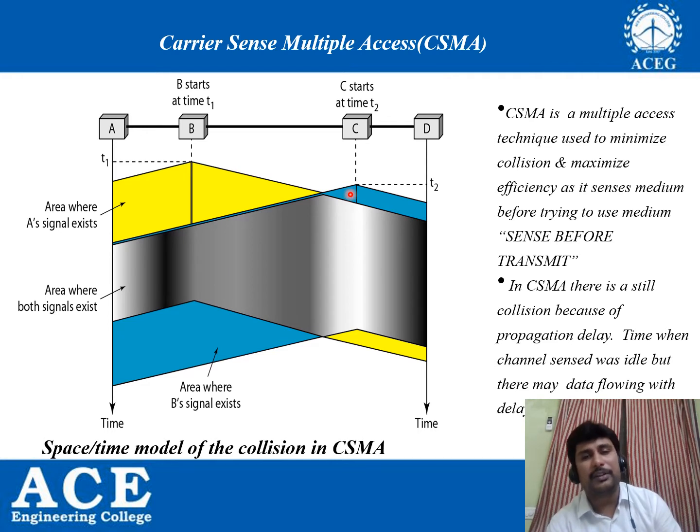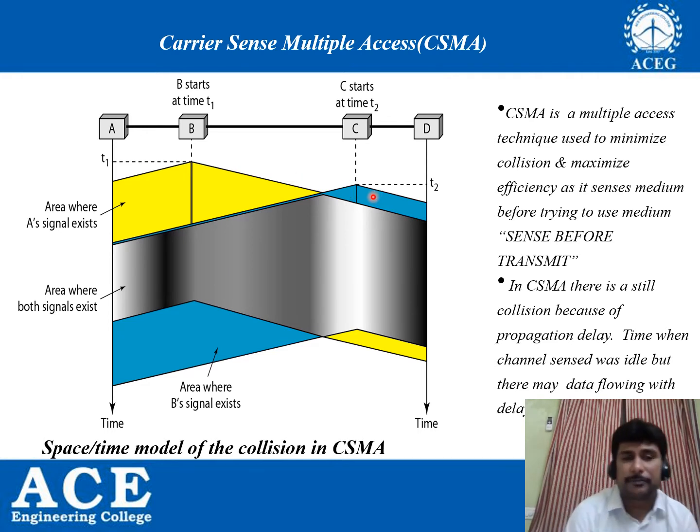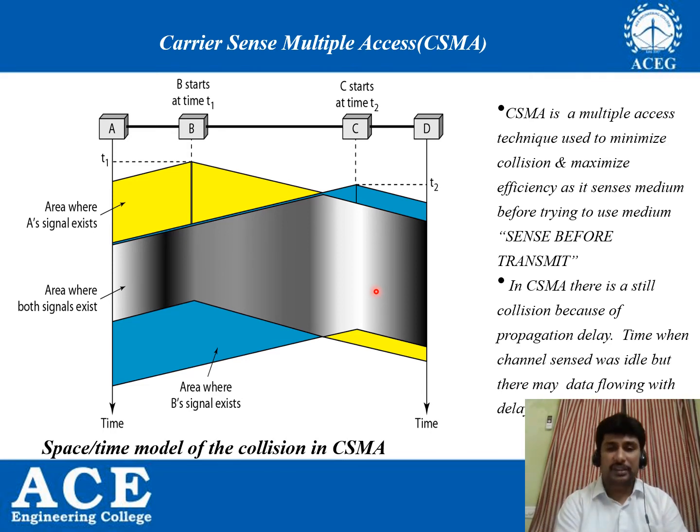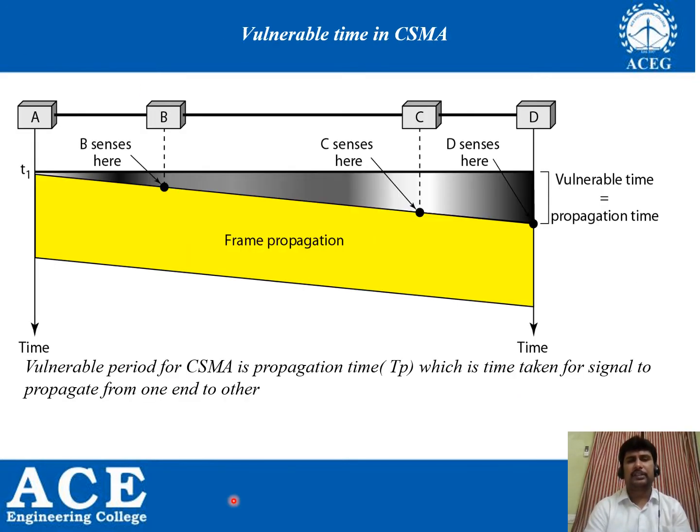After both devices B and C started transmitting, at a certain time you could find that both the data have collided. Here blue is exclusively for C, yellow exclusively for B, and in this portion you could find both devices' data mixed, which means there is a collision. We try to minimize collisions, but they are still possible in carrier sense multiple access because of a factor called propagation delay. Vulnerable time indicates the probable time of collision in case of CSMA.